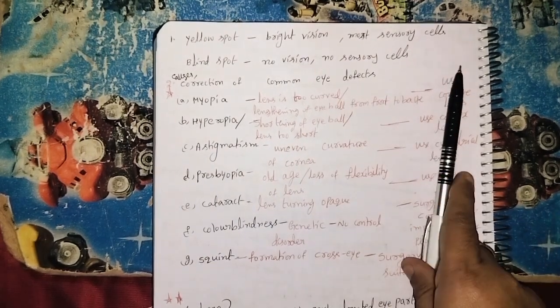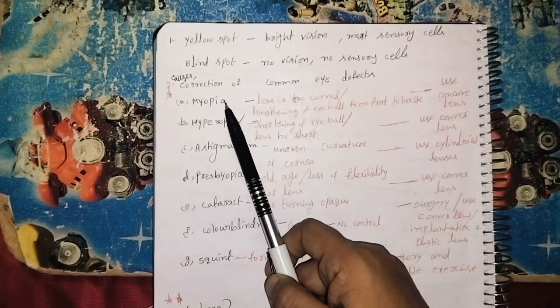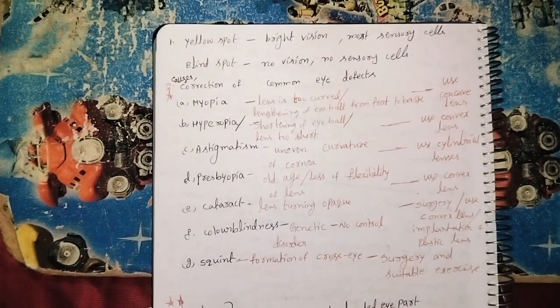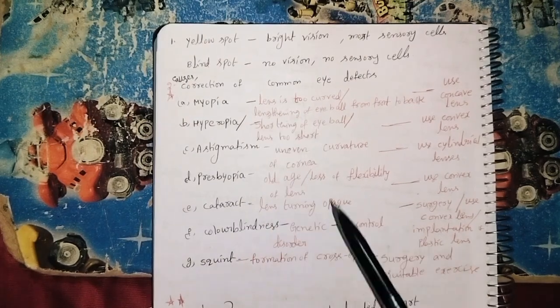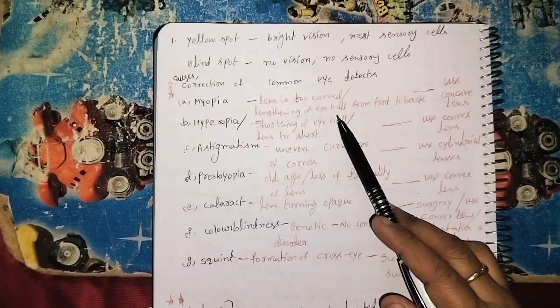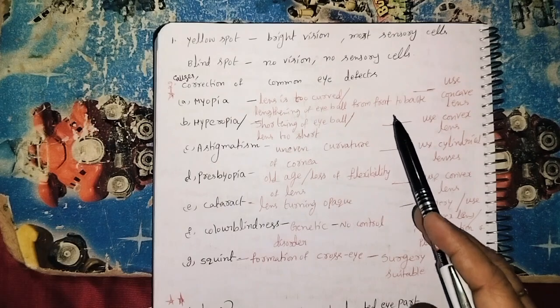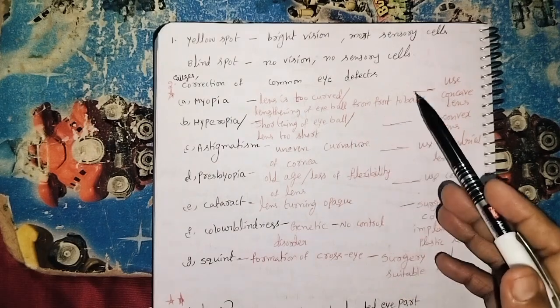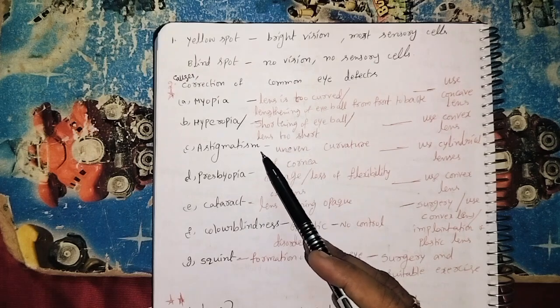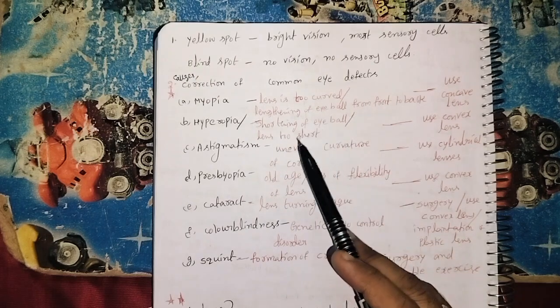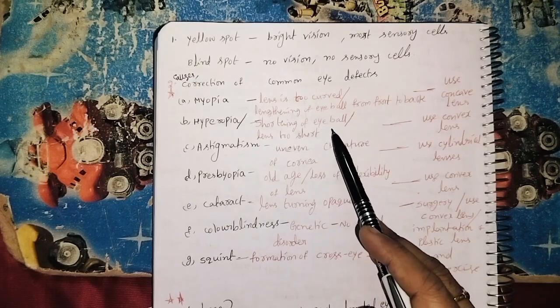and corrections. First one, myopia. So what is the cause of myopia? This is a very important question. Myopia diagrams. Myopia. The cause is the lens is too curved, or lengthening of the eyeball from front to back. So how to correct this? Use a concave lens. Hyperopia means shortening of the eyeball, lens too short.